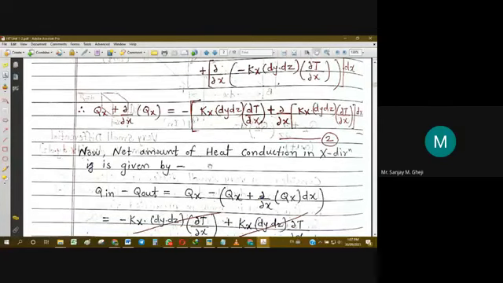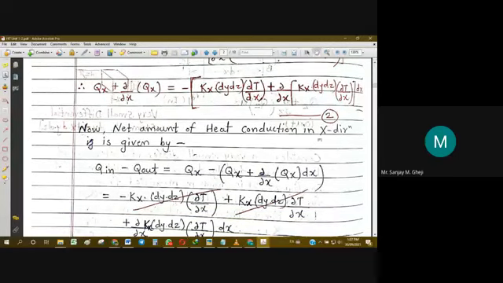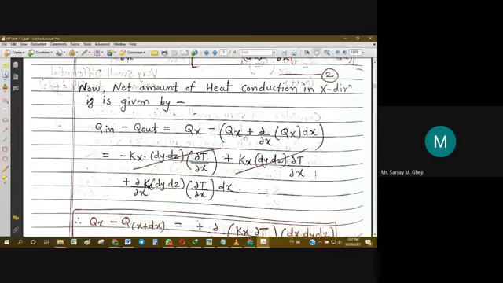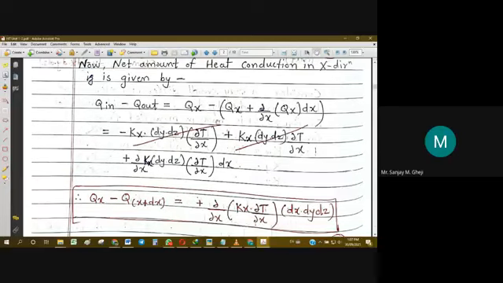Now if we take the difference between incoming and outgoing heat, we can write for net amount of heat conducted in x direction. Q in minus Q out equal to, that is Qx minus Qx plus dx, that is heat transfer rate at x plus dx distance. So qx minus, in bracket, qx plus ∂/∂x of qx dx. Now let us put all these values. Qx will be minus kx dy dz into ∂T/∂x. Now here it is a minus sign, so minus.